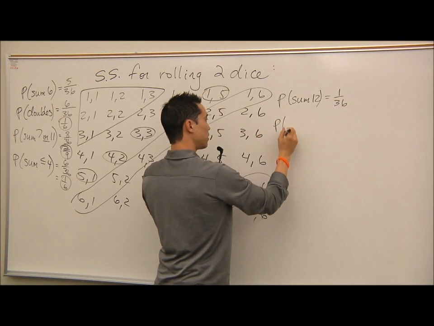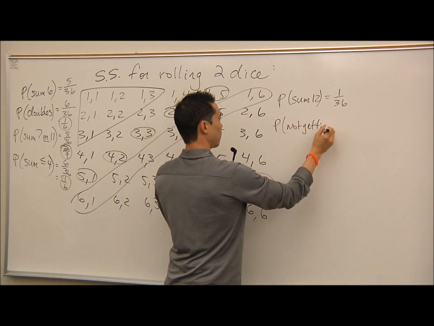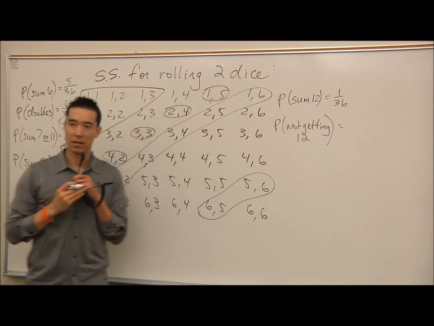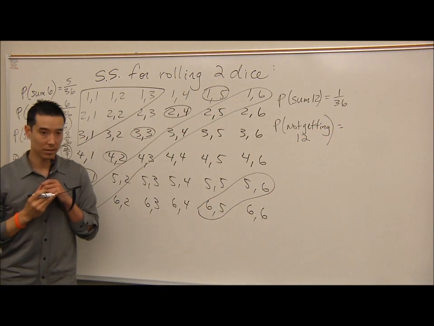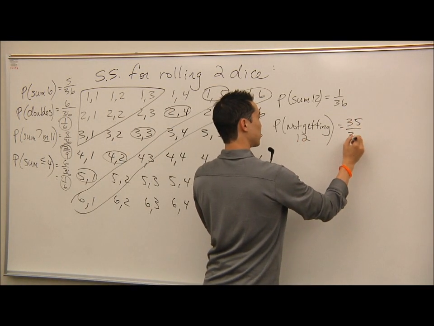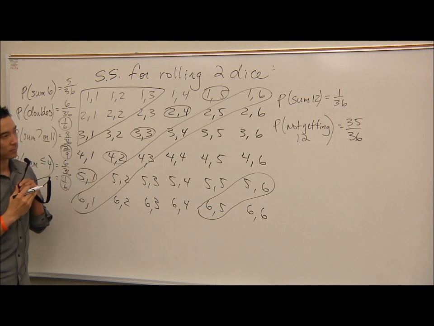What's the probability of not getting a sum of 12? 35 out of 36. Does everybody agree with that? My question to you is, how did you get that last answer? What did you do in your head? Yeah, subtracted.